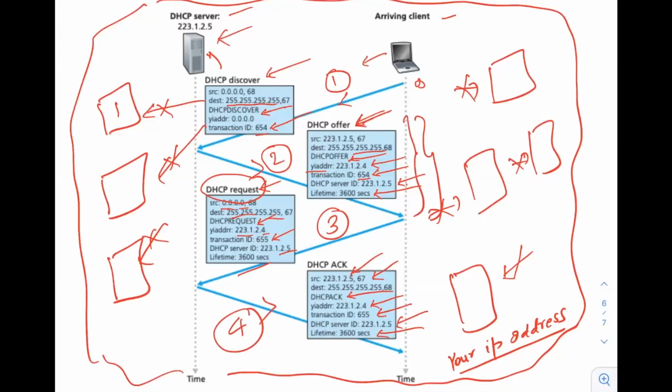So this is how the DHCP protocol works, the DORA steps: discover, offer, request, and acknowledgement. This is how they work. Hopefully till now you have understood what the DHCP protocol is, why we use it, and what the four steps involved in the DHCP protocol are.